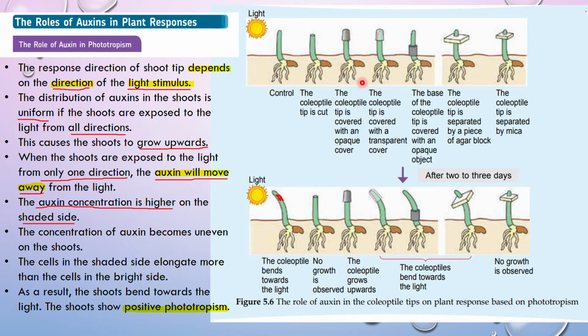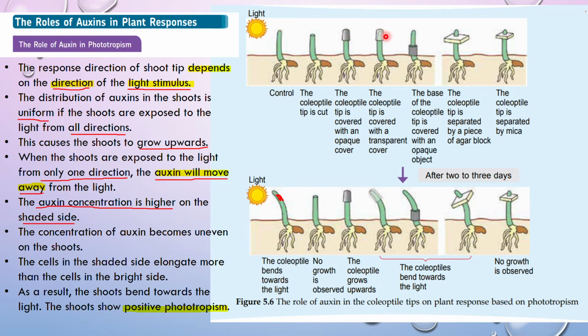Okay, the third scenario is that you have the tip being covered with an opaque cover. So it seems like the shoot is now uniformly exposed to light from all directions. If it is uniformly exposed to light, what will happen is that it will grow upwards, like the first scenario. That is the key concept here. Receiving light from all directions, therefore the auxin distribution here is the same, and hence it grows upwards.